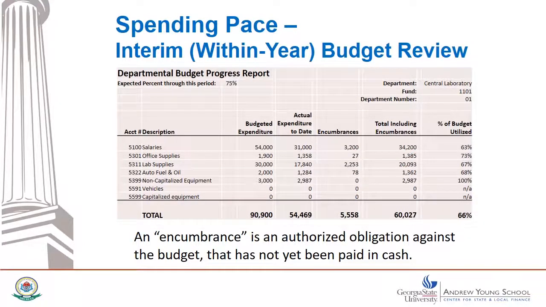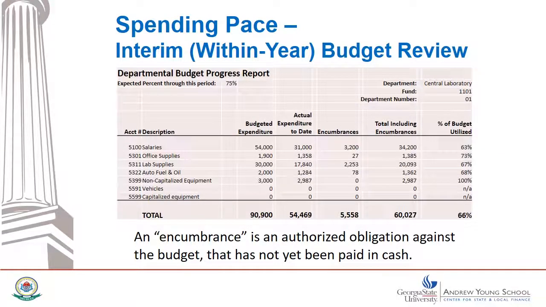The total budget for the Central Laboratory, Chart of Accounts Fund in Division 110101, is $90,900. Actual expenditures to date total $54,469. There are encumbrances, which are authorized obligations against the budget that haven't yet been paid, of another $5,558. The sum of actual expenditures and encumbrances totals $60,027. If we divide $60,027 by $90,900, we get 66%.